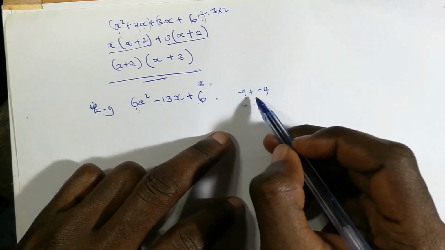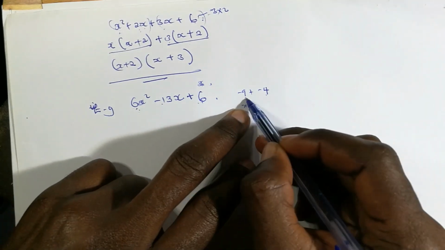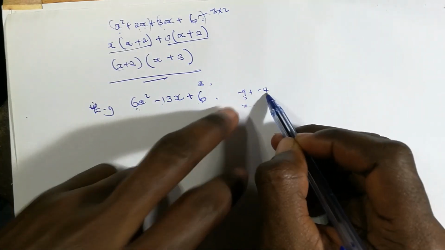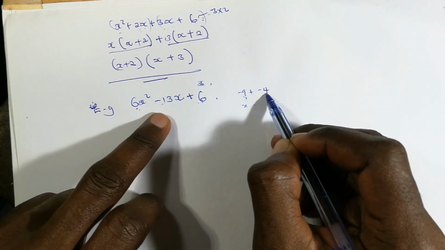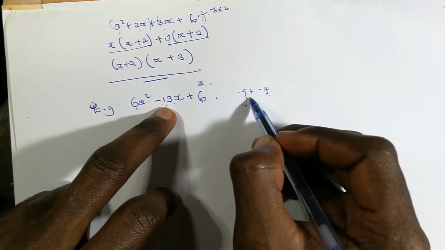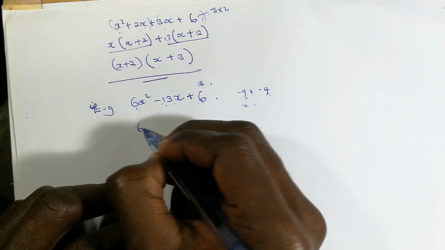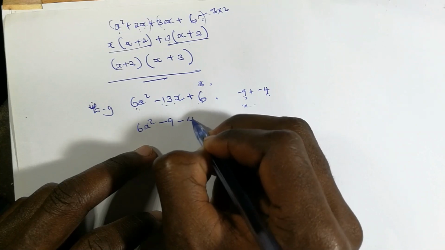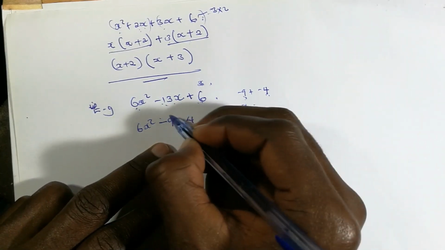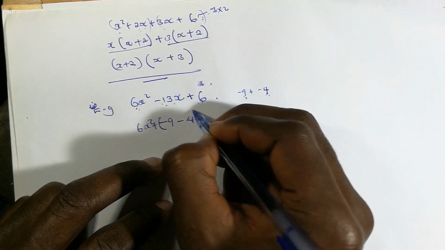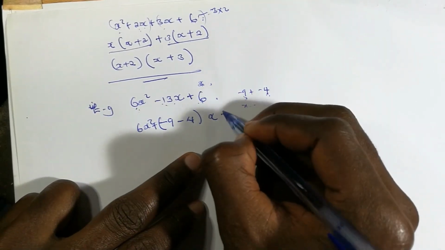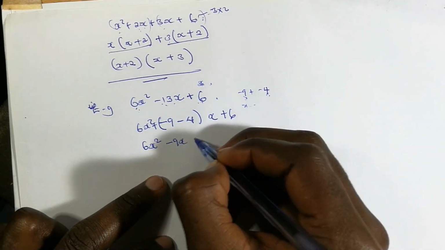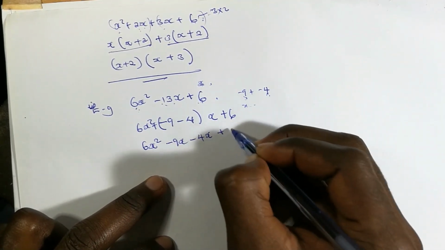I think that's that. For that case, this one is so direct, we have already found it, because if we multiply 9 by 4, we get 36, and if we multiply negative 9 by negative 4, we get 36, and if we add them, we still get negative 13. That means our negative 13 can be split into that. In that, we have here 6x squared minus 9 minus 4 into x plus 6. We have here 6x squared minus 9x, if we open, minus 4x, then plus 6.